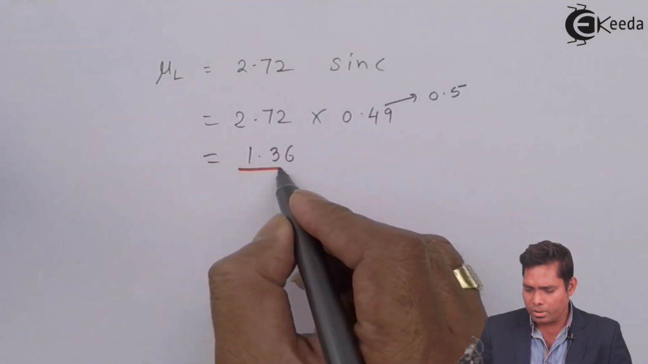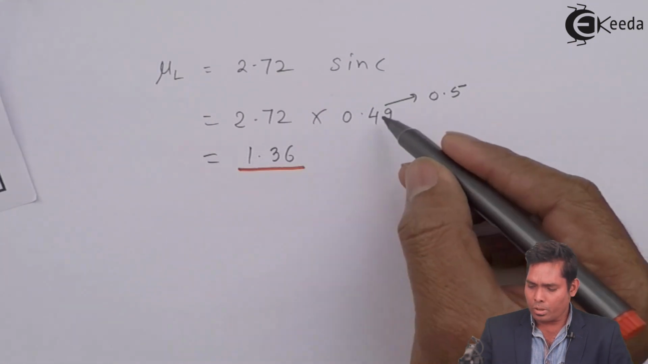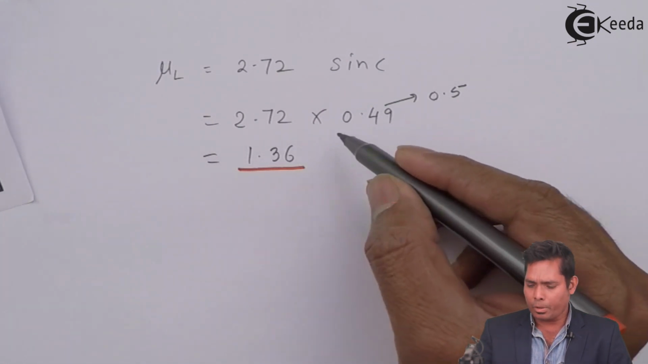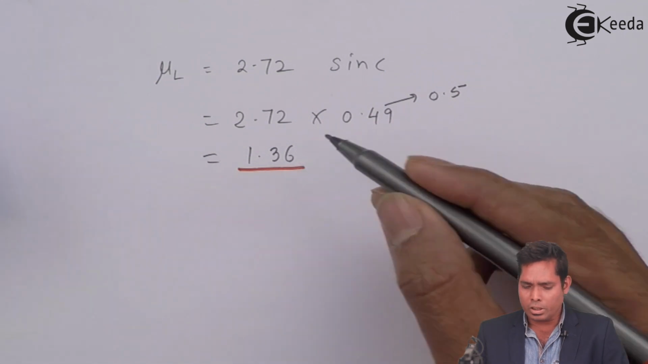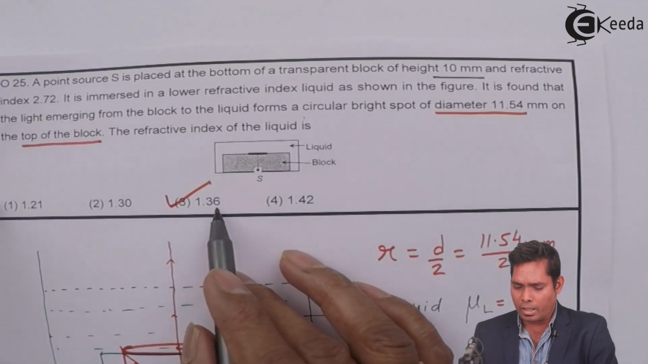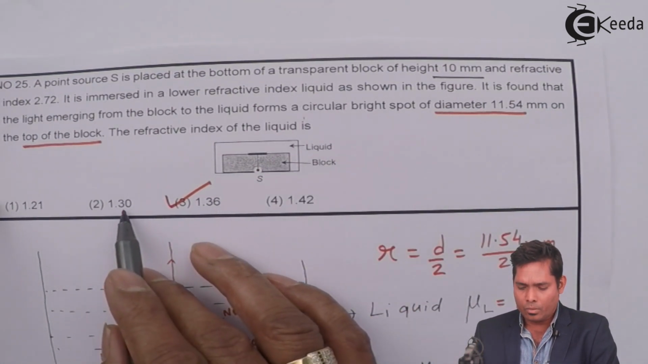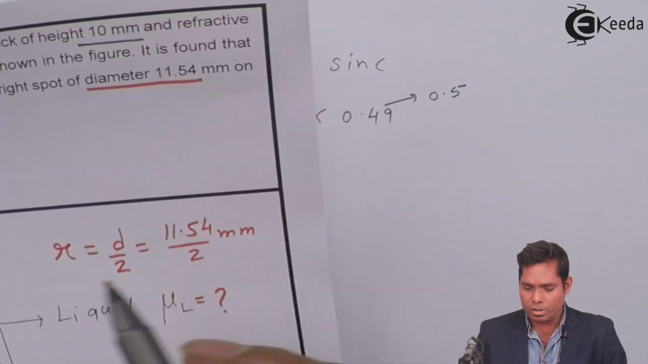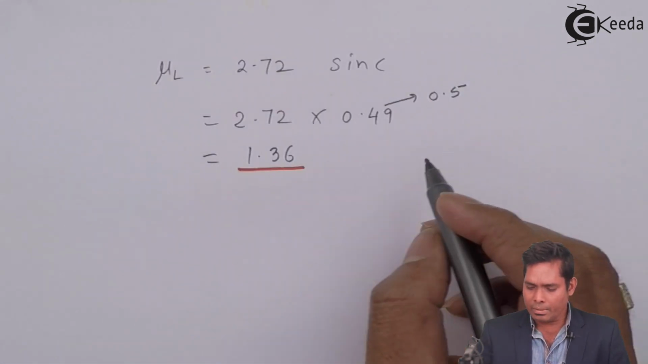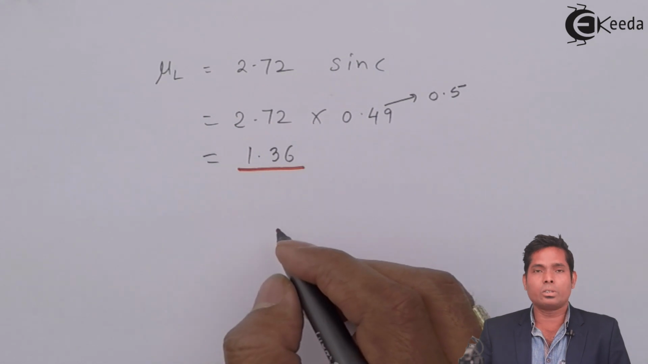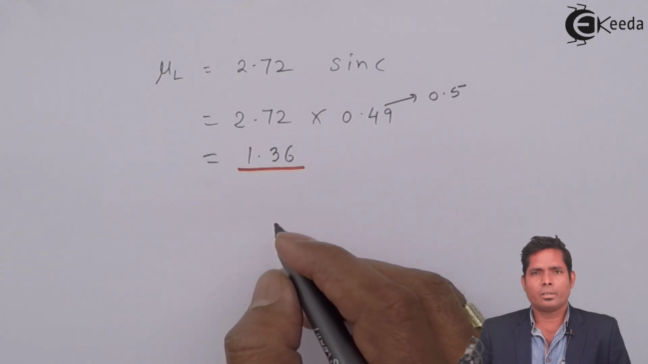Here also 1.36. If you put 0.49, it is 1.33 something. So obviously it is more nearing towards this side rather than that side. So obviously it is 1.36, and 1.36 is the answer to this question. Okay, thank you.